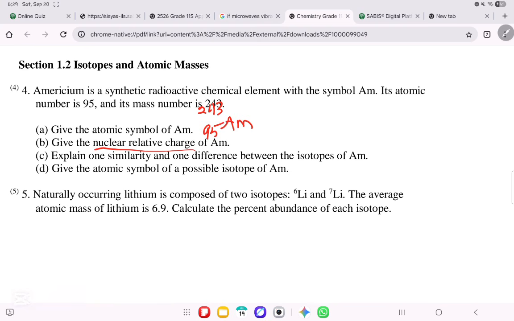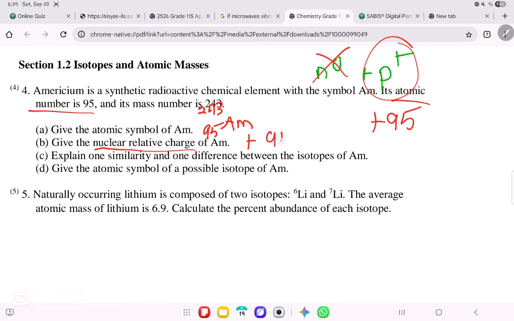The nuclear relative charge, or the nuclear charge, is what? Is the charge of the nucleus. And in the nucleus, what do we contain? We contain the neutrons and the protons. So the neutrons, do they have any charge? No. So we will not consider the neutrons because they don't have any charge. The charge of the neutrons is 0. But we will, however, consider the charge of the protons. So in this case, the charge of the protons, which is the atomic number, is what? Is plus 95. That means that the nuclear relative charge of Am is plus 95.